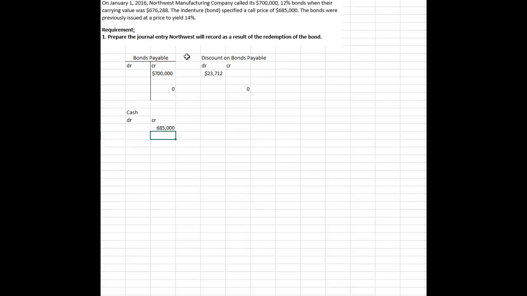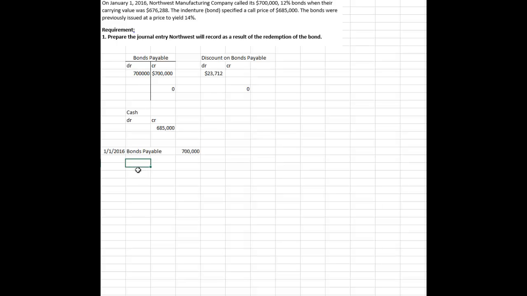I can construct the journal entry that's going to be required of Northwest Manufacturing Company to redeem the bond. And they said the bond is redeemed on January 1st of 2016. And we're going to go ahead and debit bonds payable, remember, because that's going to net to zero when we're done with the transaction. So that would make this, if we posted it right away, the balance is zero. My cash will be credited by 685.